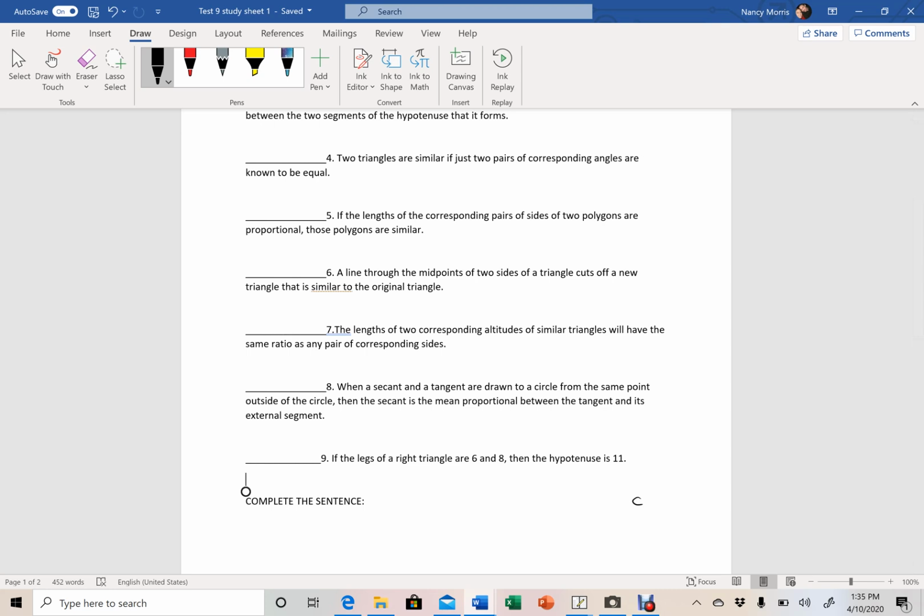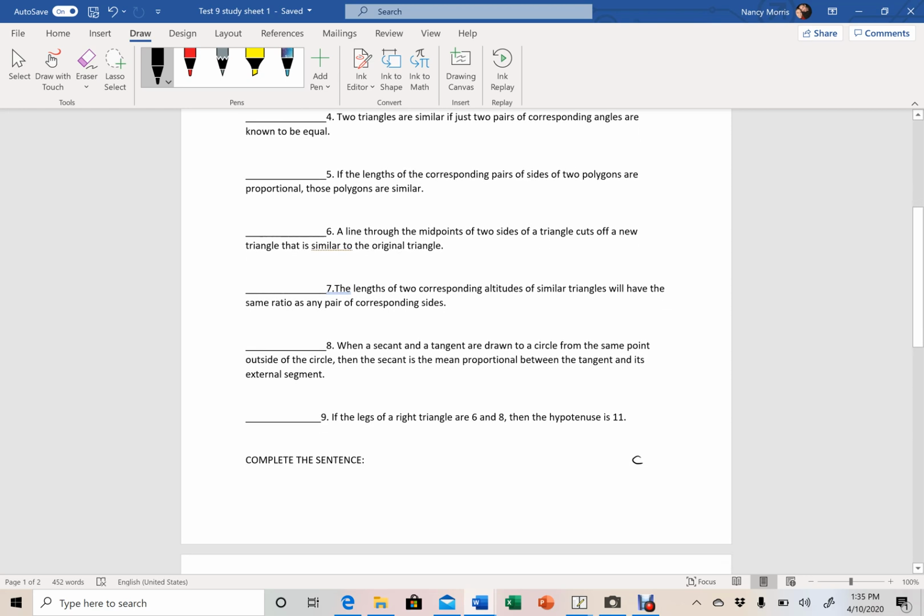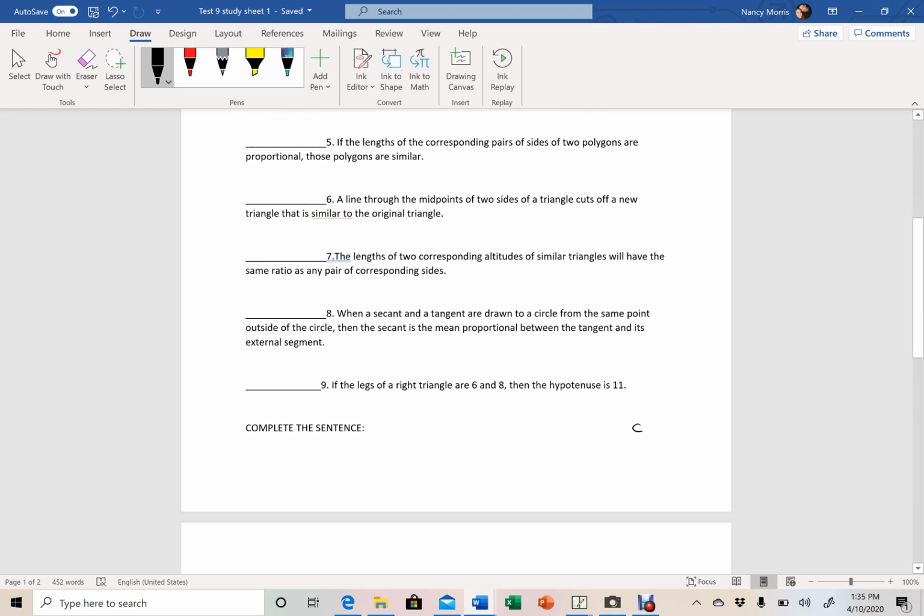Number 8, when a secant and a tangent are drawn to a circle from the same point outside of the circle, then the secant is the mean proportional between the tangent and its external segment. Let me read that again. When a secant and a tangent are drawn to a circle from the same point outside of the circle, then the secant is the mean proportional between the tangent and its external segment.